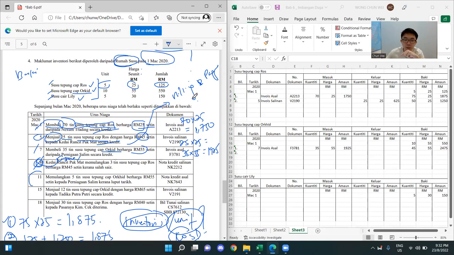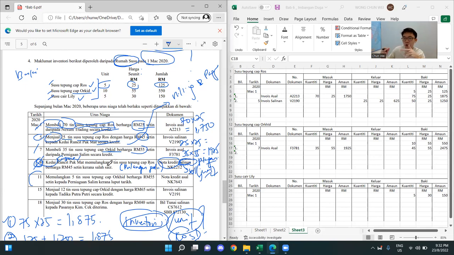Right? So this is somehow like a pulangan apa? Jualan. You can see that this is a nota credit salinan. I told you nota credit is always linked to pulangan, KP. Do you remember? And then when you see a salinan, S for what? S for sell. Sell means jual. So this is actually a pulangan jualan.